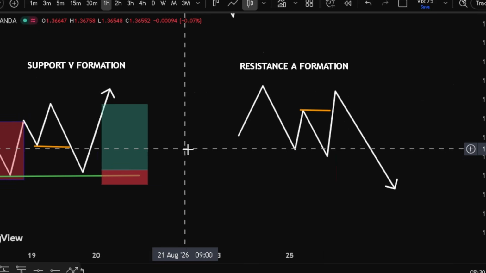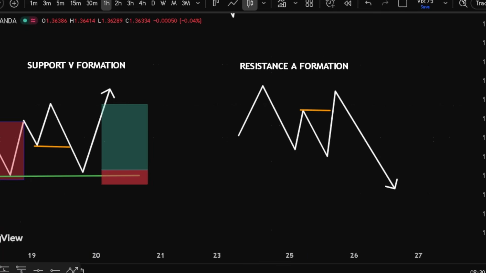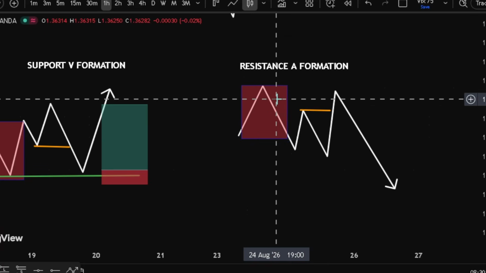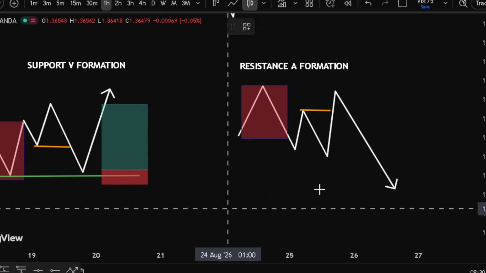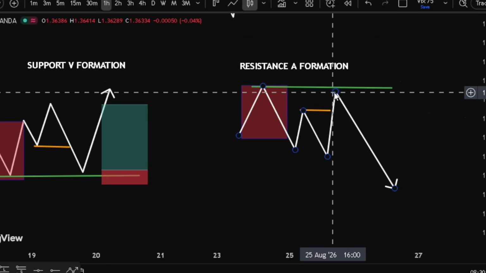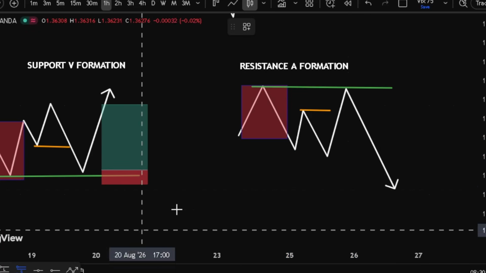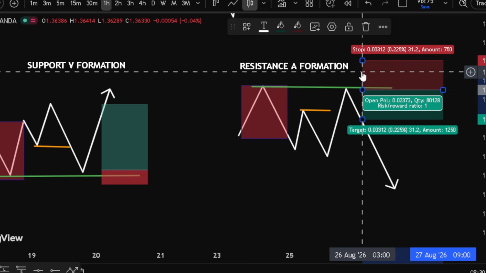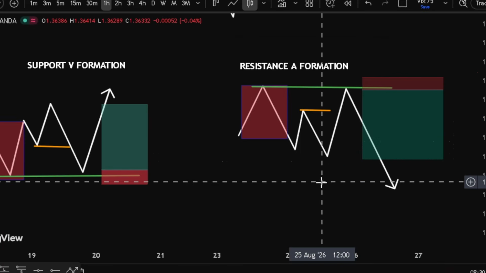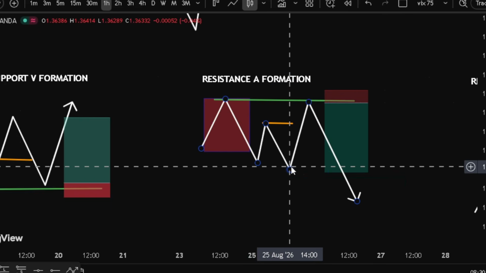And now we go to a resistance A formation. For a resistance A formation, you will notice we have this A formed right there. Once we have that A formed, we just draw our horizontal line where we expect price to come, mitigate, and then continue the push towards the downside. The way we trade this particular entry, we place our stop loss just right above the key level, and we target the sell side liquidity. That is how you enter on this resistance A formation.